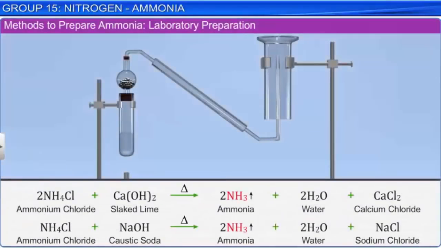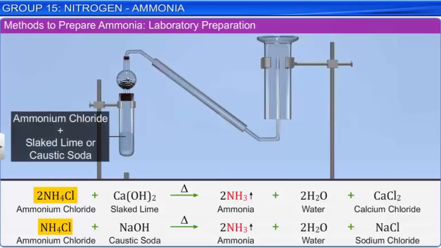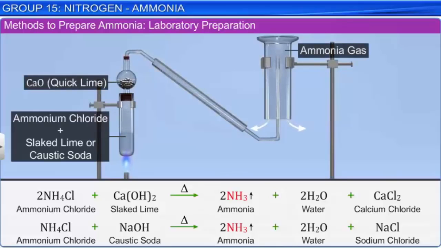In the laboratory, ammonia is generally prepared by heating an ammonium salt with a base such as caustic soda or slaked lime. Ammonium chloride, when heated with lime or caustic soda, evolves ammonia gas. The gas evolved is dried over quicklime. The dry ammonia gas is then collected by downward displacement of air.